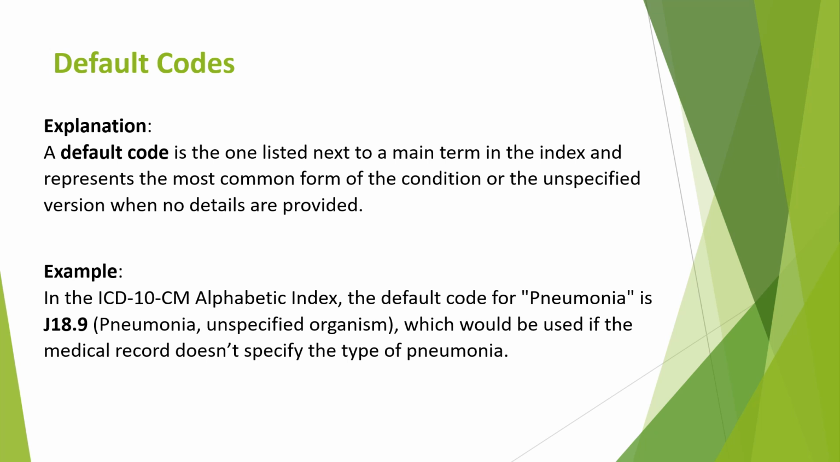Next we have default code. The default code is the one listed next to the main term in the index, and it represents the most common form of the condition, or the unspecified version when no details are provided. For example, if the documentation only specifies pneumonia and does not specify the type of pneumonia, we will go with the pneumonia default code, which is J18.9, pneumonia, unspecified organism.